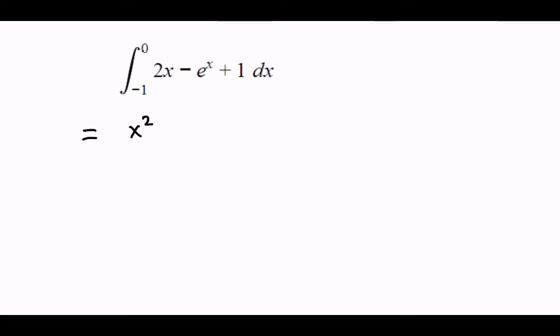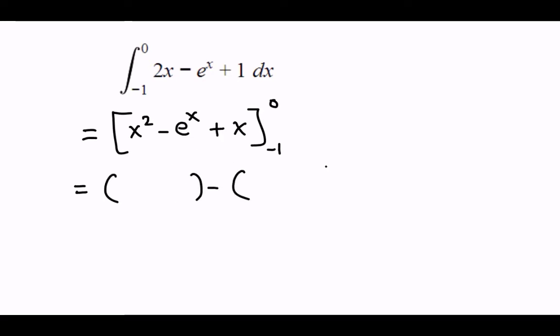Okay, so that means the antiderivative of 2x is x squared, minus the antiderivative of e^x is e^x itself, because the derivative of e^x is e^x, plus give me a function whose derivative is 1, just the identity function x, the derivative of x is 1. So we found the antiderivative. Now plus c is not needed because we have a definite integral. We go from negative 1 to 0. Evaluate this function at the upper limit minus evaluate at the lower limit.